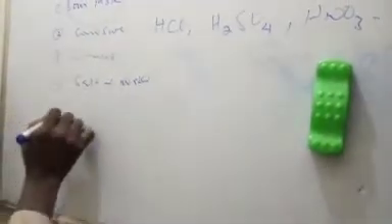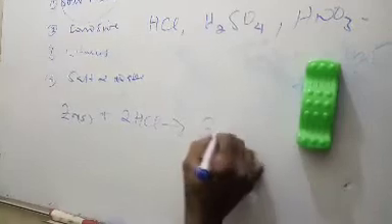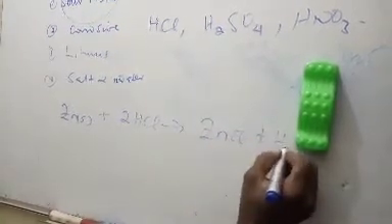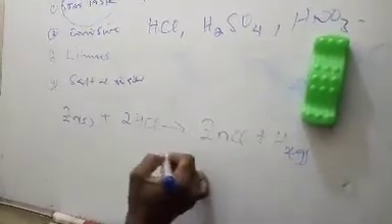Another property is that they liberate hydrogen when they react with metals above hydrogen in the electrochemical series. An example of such a metal is zinc. When mineral acids react with metals, they liberate hydrogen. Let us look at zinc. That is solid zinc, and it reacts with 2HCl. It will give you zinc chloride plus hydrogen gas. Hydrogen is released.